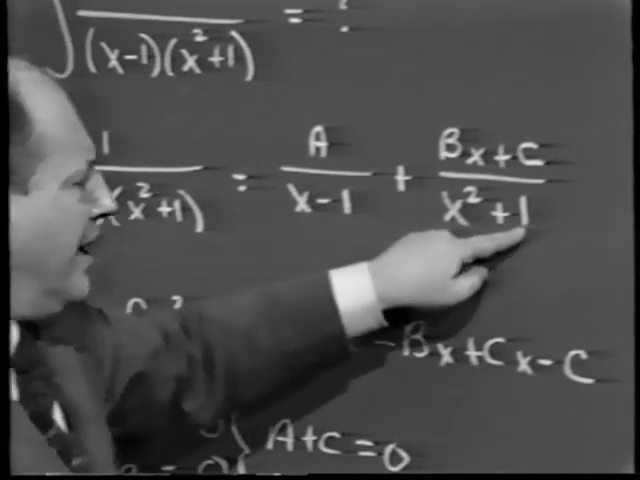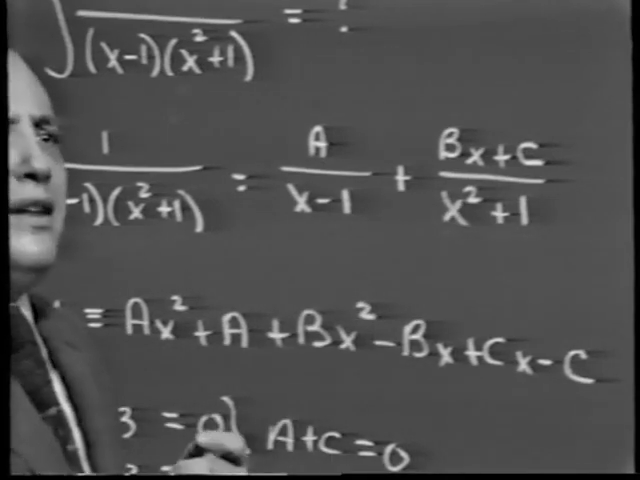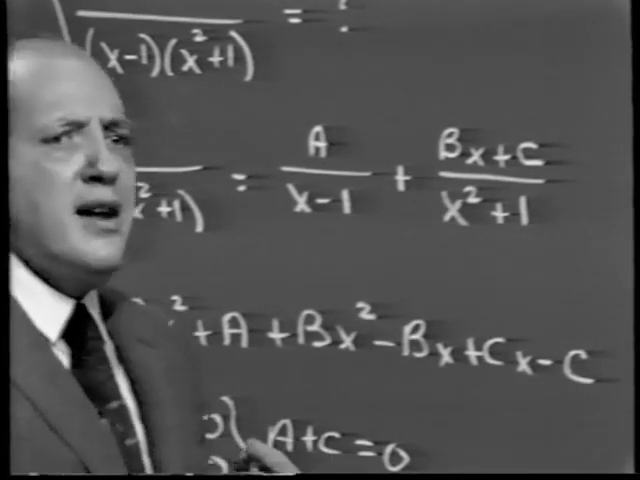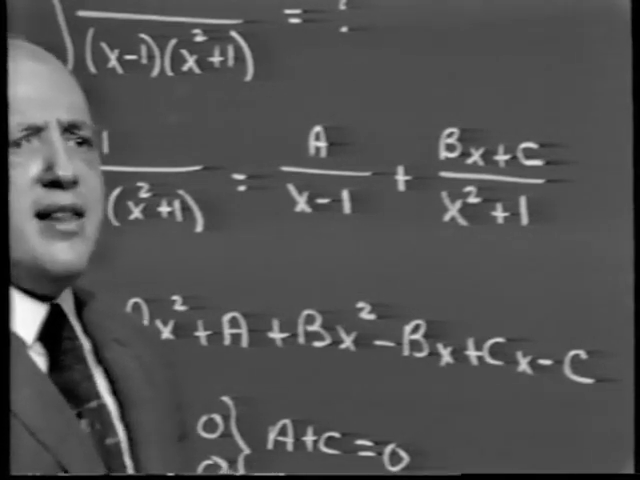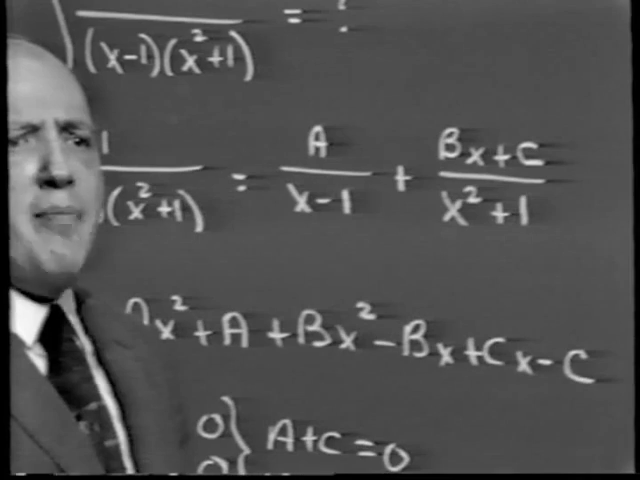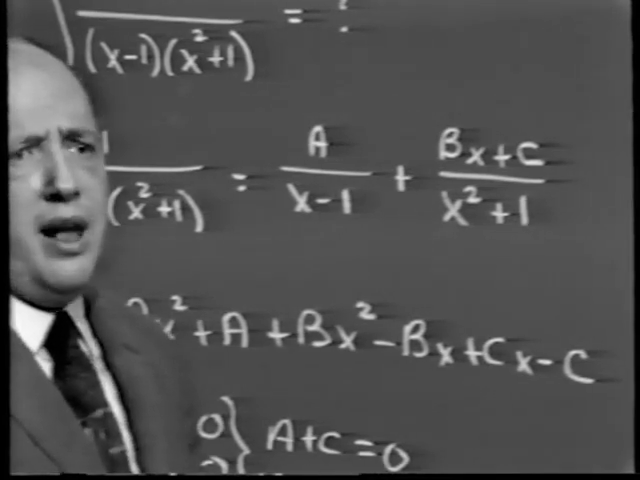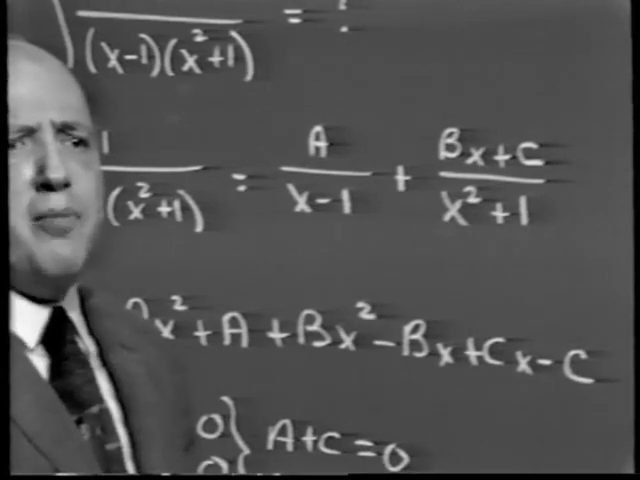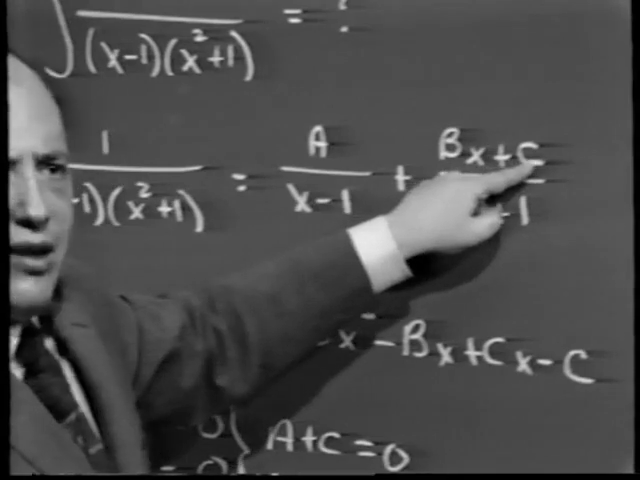Now I look at this denominator. It's quadratic. And I say to myself, I'm starting out with a quadratic. The degree of the numerator can't be greater than the degree of the denominator. Since the degree of the denominator is 2, that means the degree of the numerator can't be more than 1. And the most general first degree polynomial has the form what? Some constant times x plus a constant.